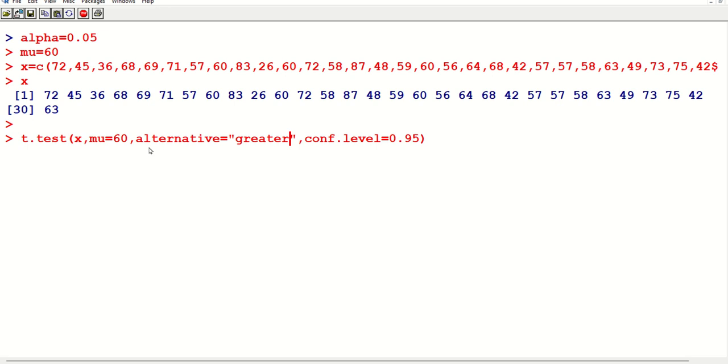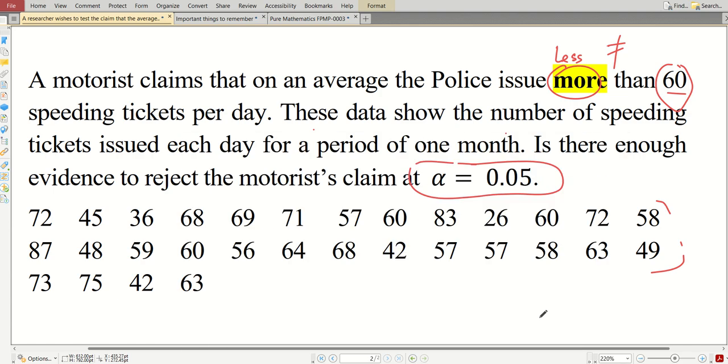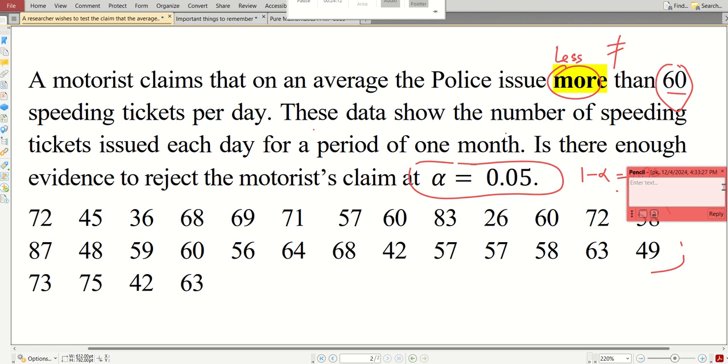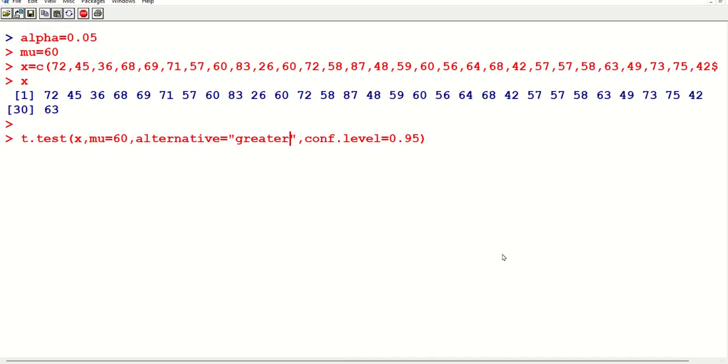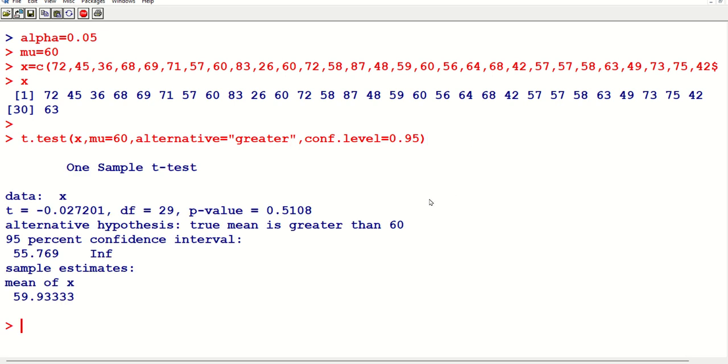So the alternative is greater, and the confidence level is 1 minus alpha. Here alpha is given in the question, so the confidence level is 1 minus 0.05, which is 0.95. You need to write 0.95 here, and if you enter, you will get the answer.